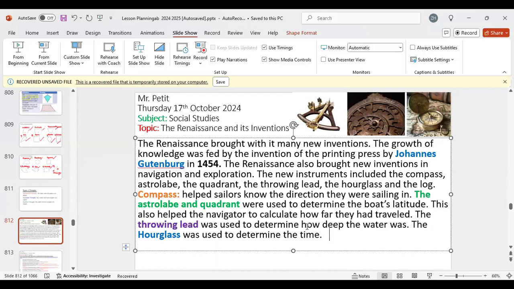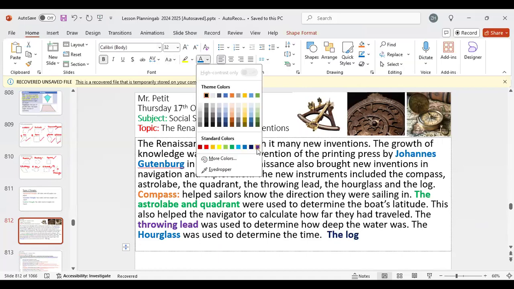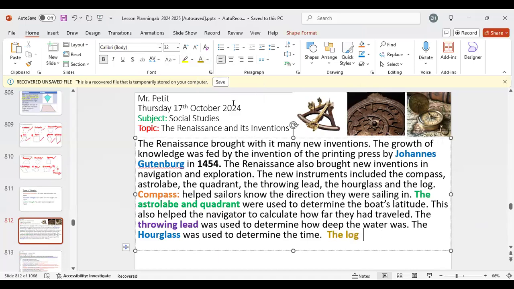And then we have the log. Did we talk about the log? Yes, Samai, you have a question? No, sir. Okay. The log. I didn't even show you the throwing lead. Let me show you the throwing lead.